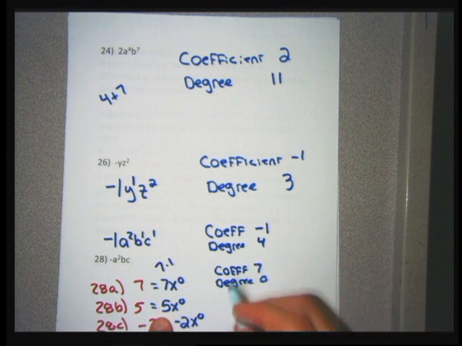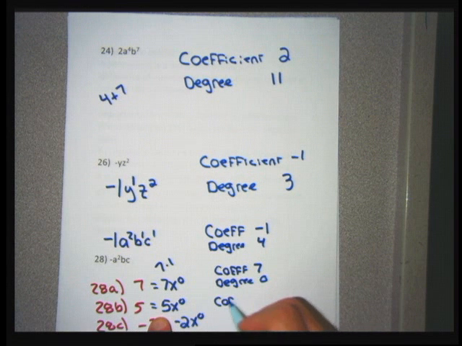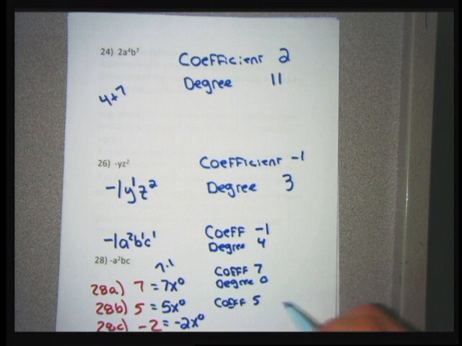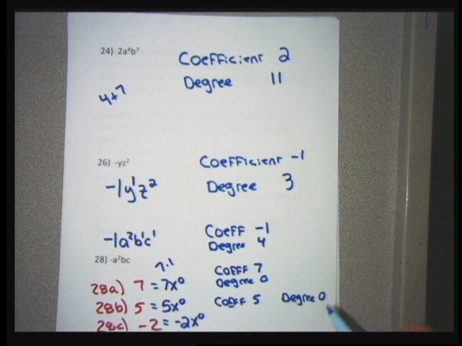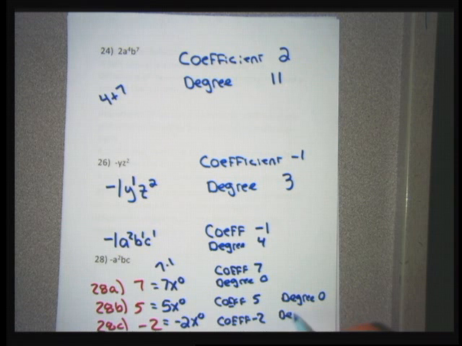And for this 28b that I made up, the coefficient is going to be 5, and the degree is going to be 0. And for the 28c that I made up, the coefficient is going to be -2, and the degree again is going to be 0. So we call it a constant monomial. When there isn't an x or a y, when there isn't a letter, it's considered a constant as opposed to a variable. Constant monomials all have degrees of 0, and the number itself is considered the coefficient.